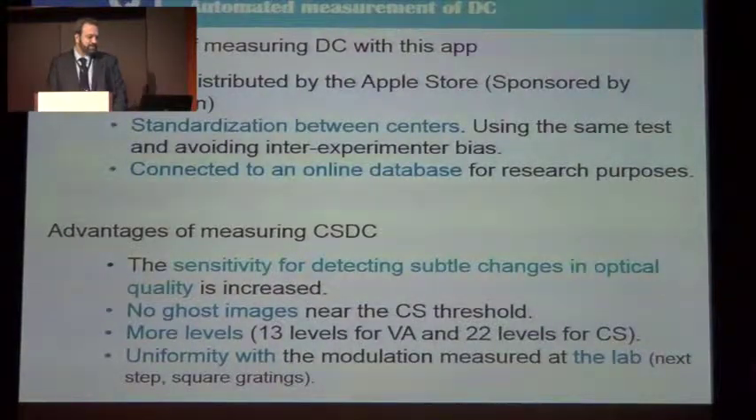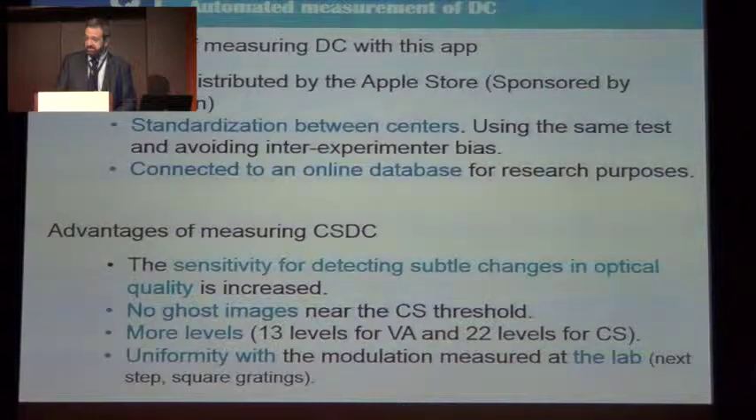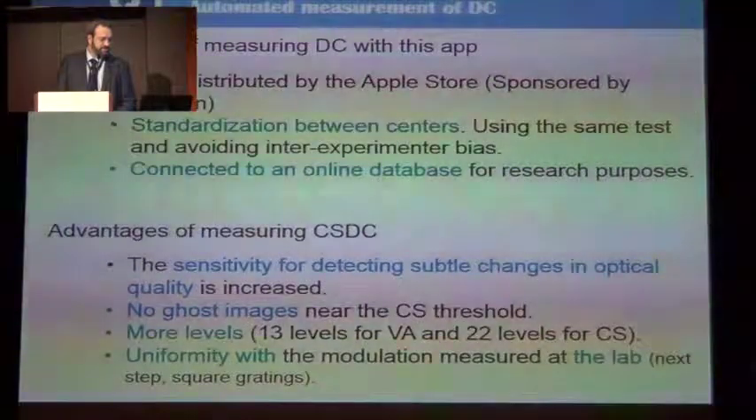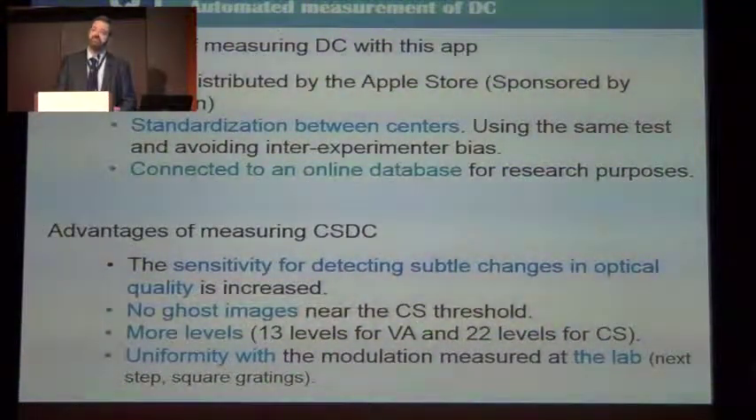In conclusion, the advantages of measuring the focus curve with this application are that it will be free, distributed by the App Store, also I think with the skill of Faco Engine, and standardization between surgeons or our clinics, and probably connected to an online database to use that big data in order to reach conclusions for our daily practices.